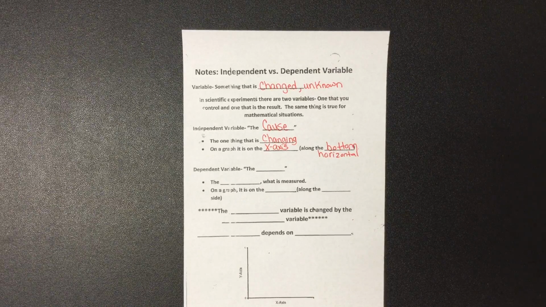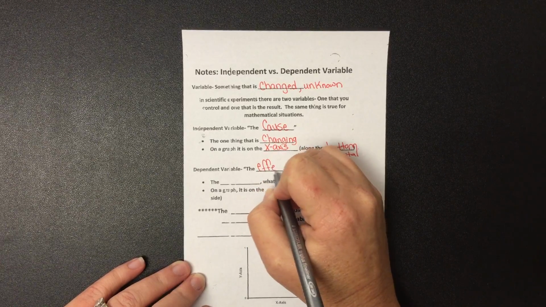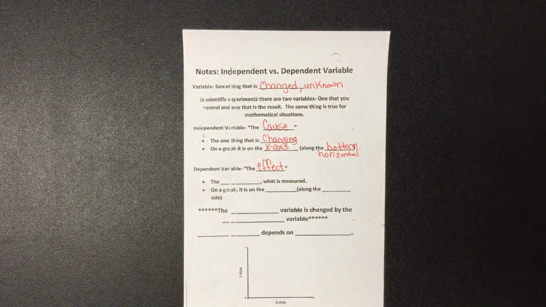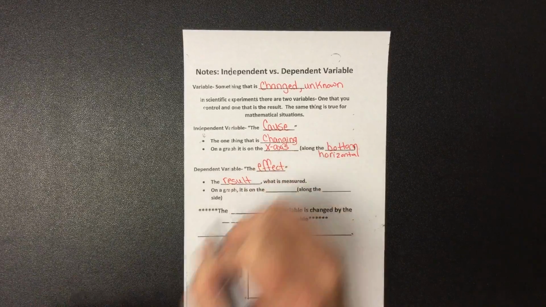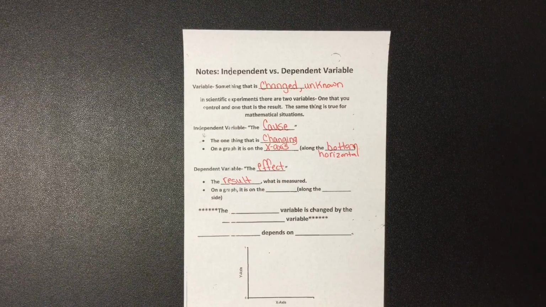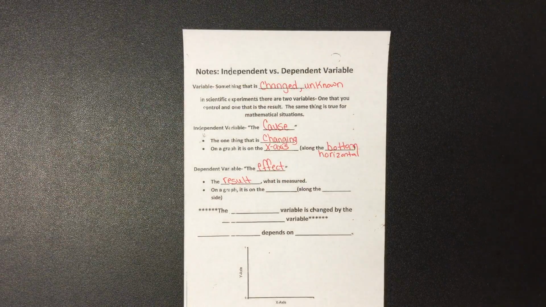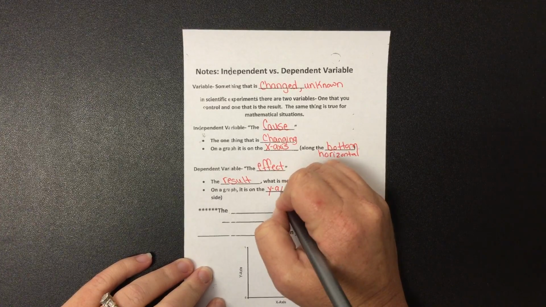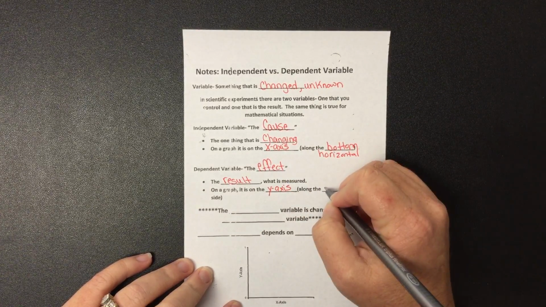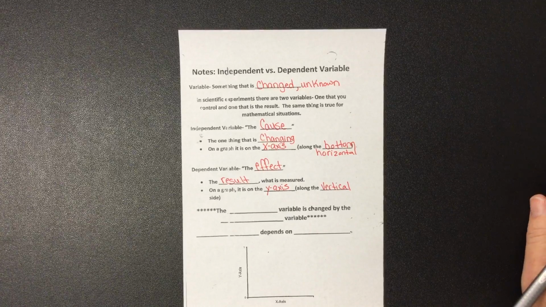So your dependent variable is your effect, the result, what is being measured. So your dependent variable, the effect, is relying on the cause. On the graph, what axis do you think that's going to be? Y. The y-axis, which is your vertical. Because remember, Miss Armstrong is vertically challenged. That's the one that goes up and down.